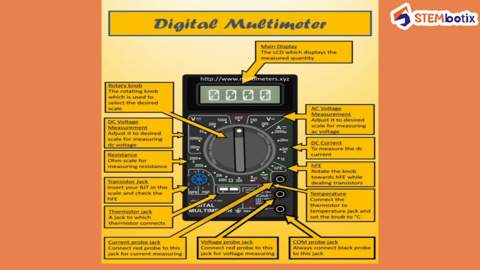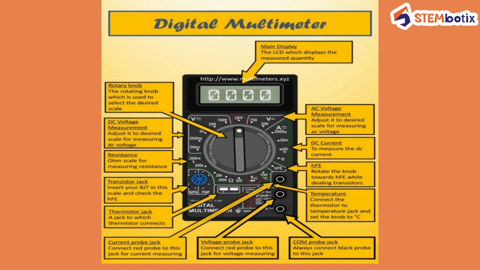So these are the different functions of the digital multimeter accessories. The first is the main display, which displays the measured quantities. Then the rotary knob, which is used to select the desired scale. Then DC voltage measurement, which adjusts to the desired scale for measuring DC voltage. Then the resistance area, ohm scales for measuring resistance.